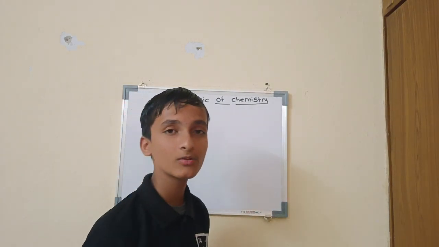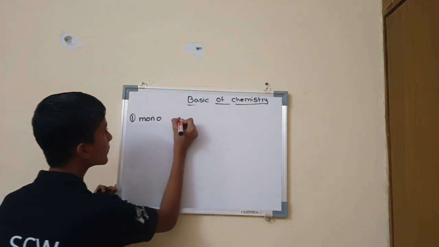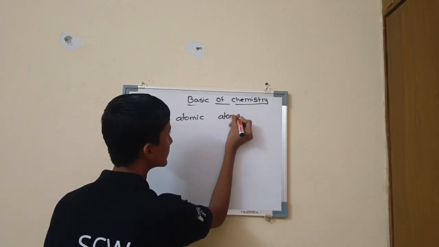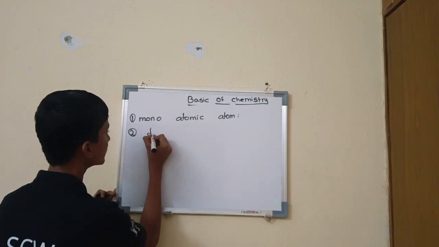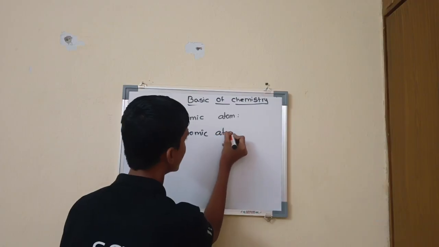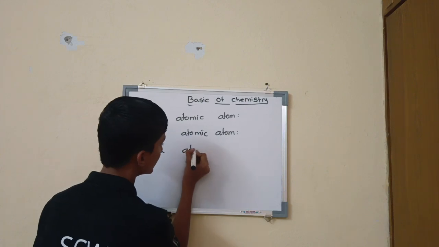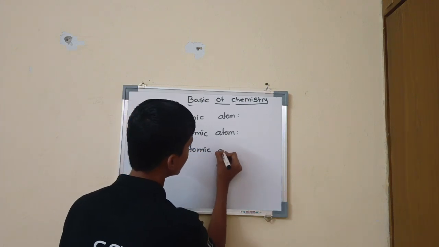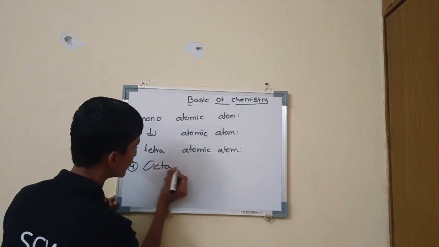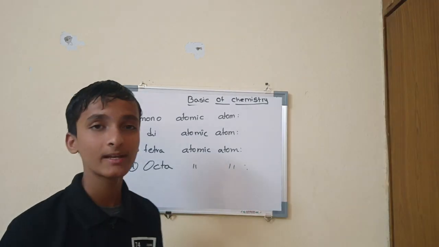Atom is mainly divided into four types. First one, monoatomic atom. Second one, diatomic atom. Third one, tetraatomic atom. Fourth one, octatomic atom.